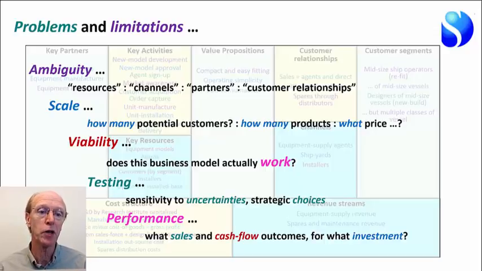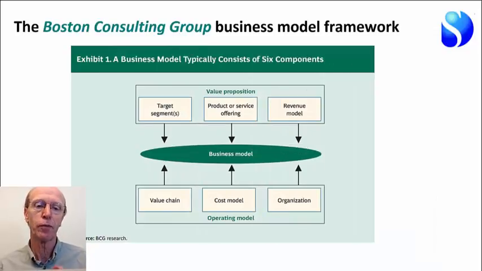So let's start with a couple from the consulting world, and this is a framework that the Boston Consulting Group use to describe what they mean by a business model. So at the top you've got a requirement that you should describe the value proposition. So what target customer segments are you aiming for? What product and service offerings are you trying to make? And what's the revenue model? So kind of how much sales and revenue are you hoping to get out of this? It doesn't actually tell you how to quantify any of that, but at least it's listed as something you should try to do.